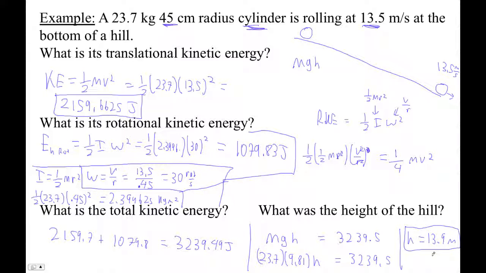And what's interesting is, of course, we could go the other way. If I told you the hill was 13.9 meters tall, I'm pretty sure we could be clever enough to figure out what the velocity is at the bottom of the hill. Okay, and I'll do that, but let's practice this concept first. I'm going to do a bunch of example problems here.